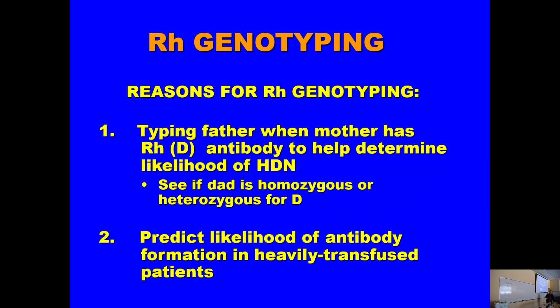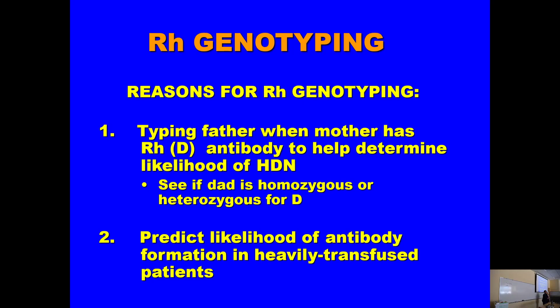So reasons for Rh genotyping. Typing the father when the mother has anti-D to help determine how likely that baby is going to get HDN. So if mom has anti-D, she's somehow, somewhere been exposed to Rh positive blood and has developed anti-D against it. So she's D negative, she's Rh negative. She gets exposed to positive blood somehow, some way, and develops anti-D. We want to test the father. Does he have D antigen? Because we want to know the likelihood of that baby having D antigen. Because she already has antibody, that baby's going to get really sick because anti-D IgG is going to cross that placenta and attack those baby cells.